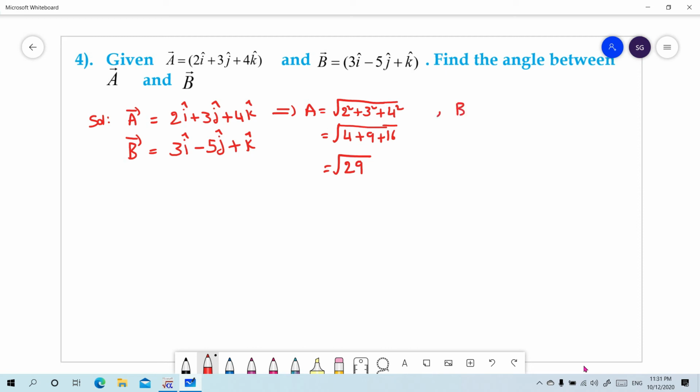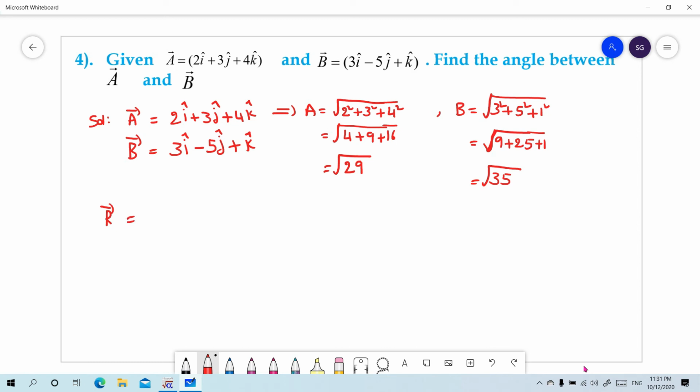Similarly, I have to find the magnitude of b bar, that is b. So b is equal to root of 3 square plus minus 5 square, which is 25, plus 1 square. That equals root of 9 plus 25 plus 1, so root of 35. So the magnitude of b bar vector is root 35. That is, b is equal to root 35.